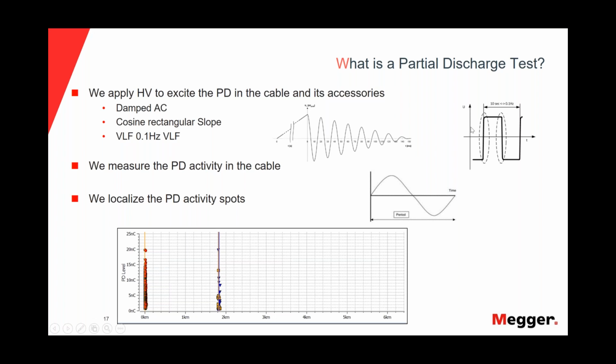We can also use the cosine rectangular. Not the whole wave shape, only the slope when the change of polarity happens in the cosine rectangular wave shape. And we can also use the sine 0.1 Hertz VLF wave shape, okay?